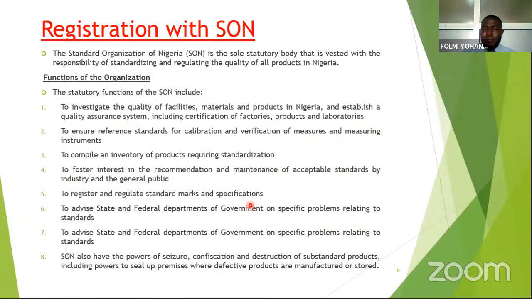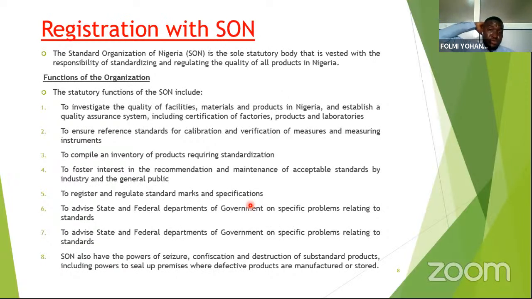Then next we have the Standard Organization of Nigeria. The Standard Organization of Nigeria is the sole statutory body vested with the responsibility of standardizing and regulating the quality of products in Nigeria. That is why, when you go to the market, you see some products carrying the Standard Organization of Nigeria sign. It is their responsibility to ensure that goods within their inventory are certified. They have a list of products that they are meant to standardize. It's not every product that will be certified by the Standard Organization of Nigeria.